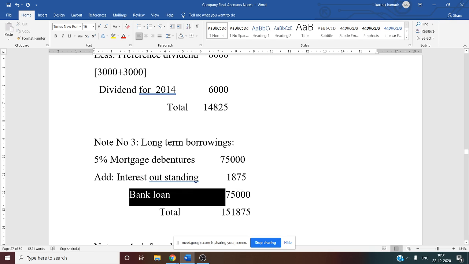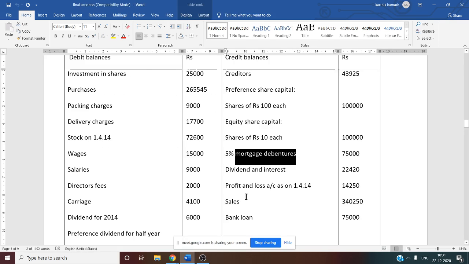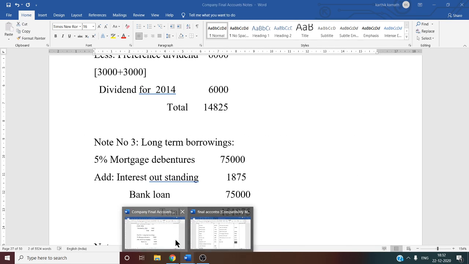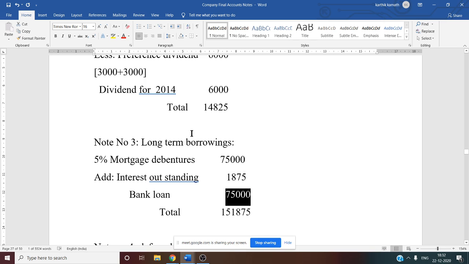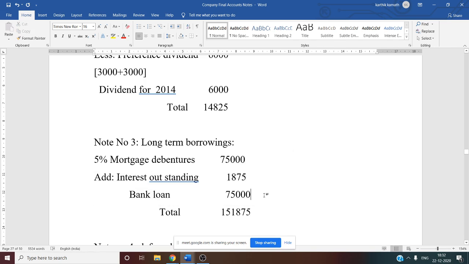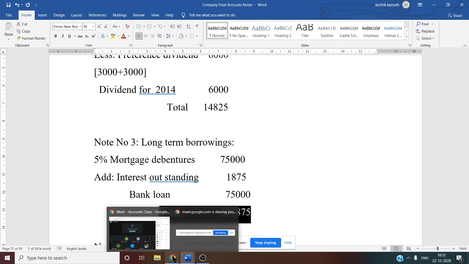Then bank loan. Where bank loan is given, we have to see the trial balance credit side. Bank loan is a loan taken by the company and no information is given, so usually it comes under long-term borrowing. That is why we have taken it for long-term borrowing, 75,000. Final total of long-term borrowing: all these things you have to add, 75,000 plus 1,875 plus 75,000. Final total 1,51,875. Note number 3 is over.